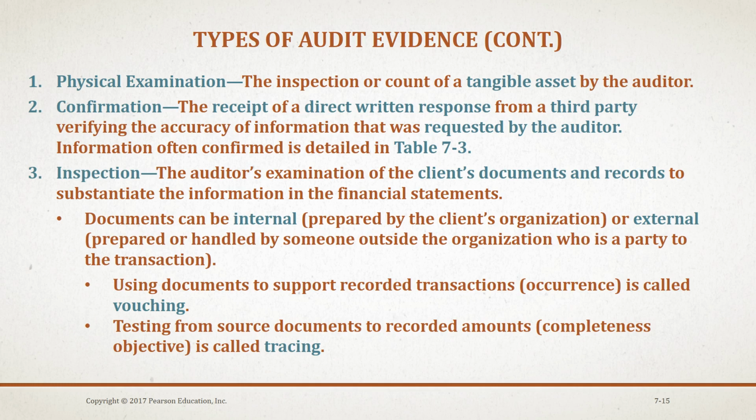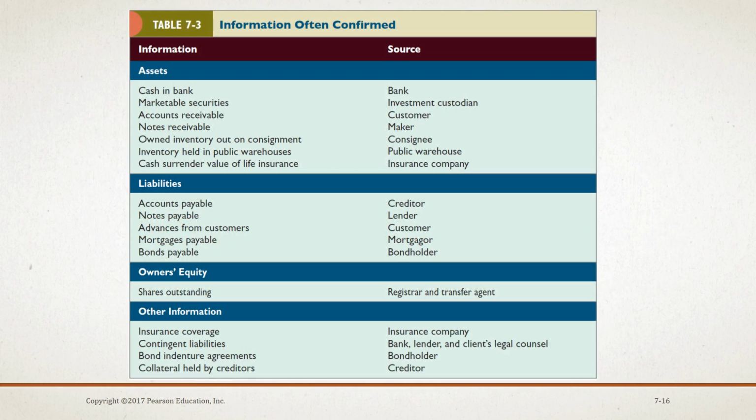So if I saw a stack of bills on the table for accounts payable and traced those to the general ledger, that's tracing. If I got the general ledger and went back to the invoices, that's vouching. And some information that's often confirmed, again, as we said, cash in bank, marketable securities, accounts receivable, inventory. Liabilities could be accounts payable. We can confirm with a creditor, although a lot of times your clients will not really want you to do that because you don't want the creditors to believe that a check is forthcoming in the mail.